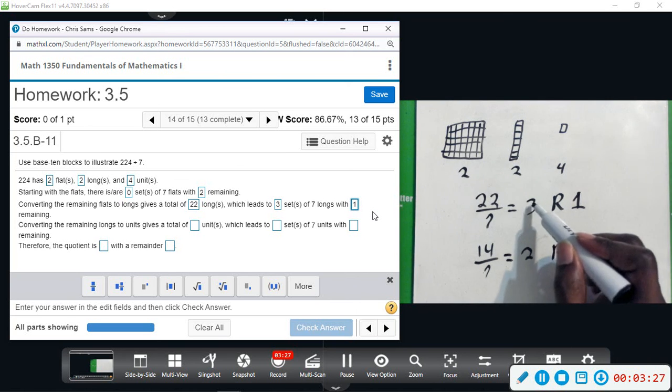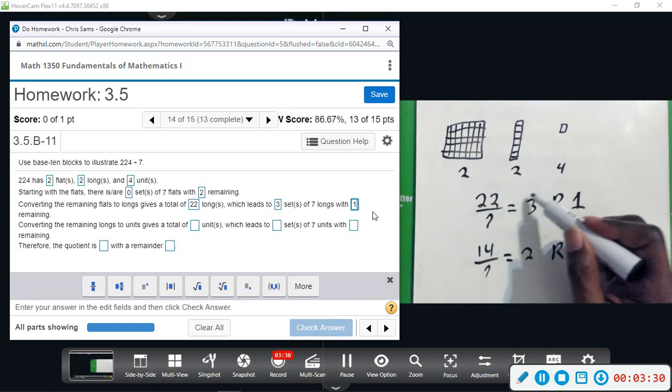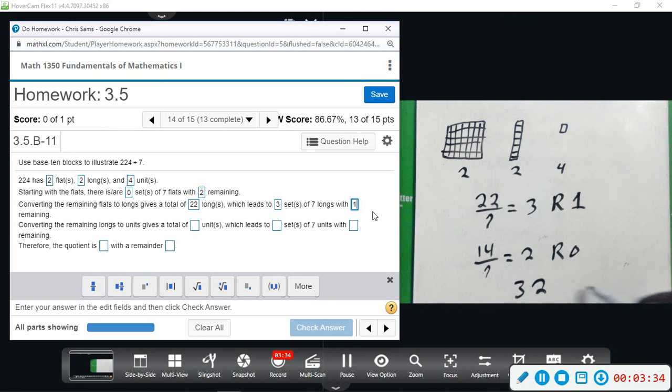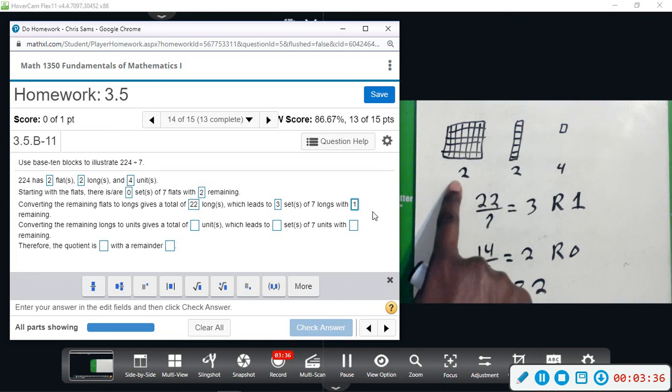So the place values from largest to smallest, we had a group of 3 for my 10s, 2 for my 1s, and nothing left over. We didn't even have any groups of 7 in the hundreds place, so we don't have a hundreds place value. We have 3, 2 with 0 remaining.